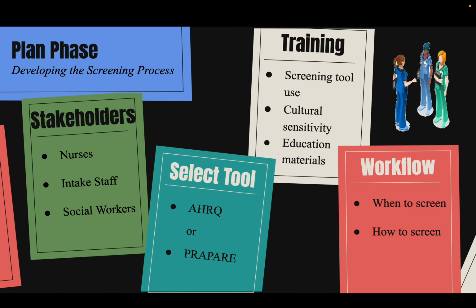data collection. The AHRQ tool helps providers systematically document social needs like housing instability, food insecurity, and transportation barriers to guide care planning and connect patients with resources. PAPER, on the other hand, supports the standardized collection and use of social determinants data, enabling tailored interventions and improved population health outcomes. Next, the team develops a workflow that clarifies when and how screenings occur during patient intake, aligning with current processes to limit disruptions.